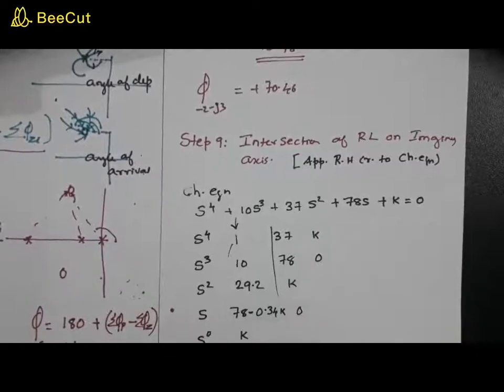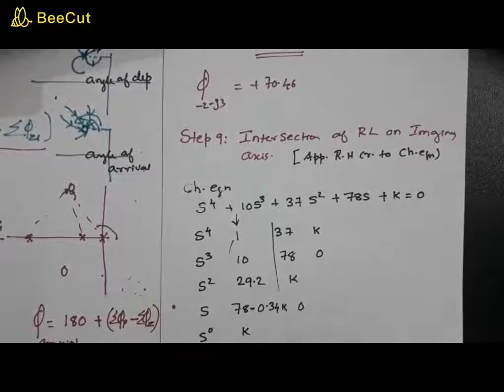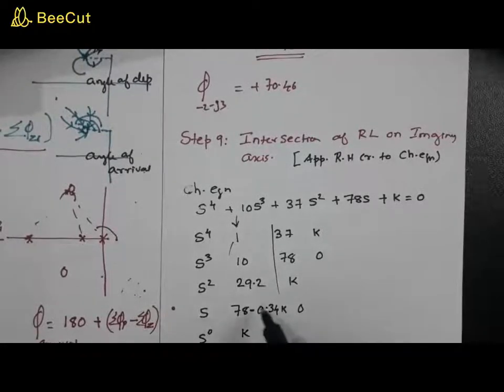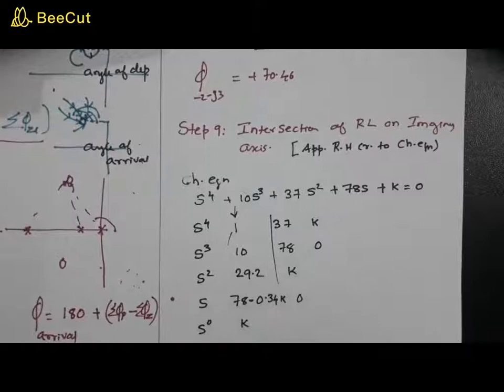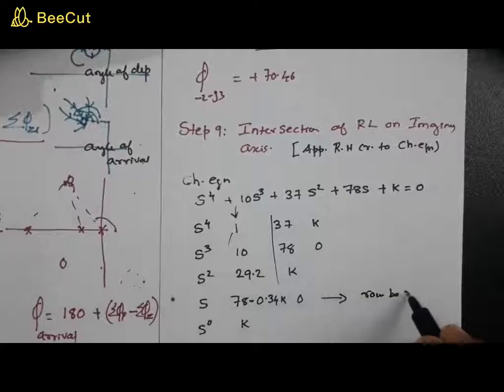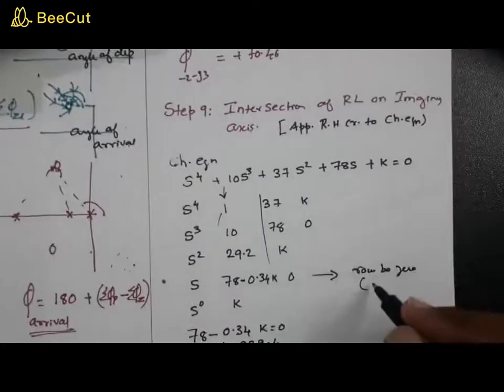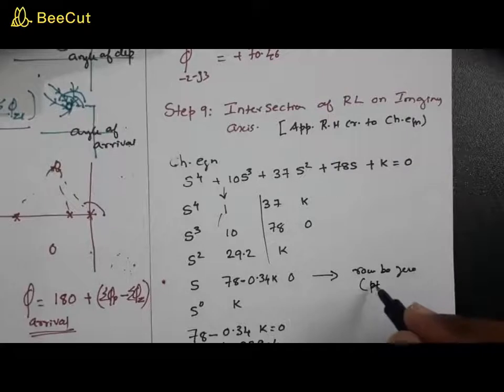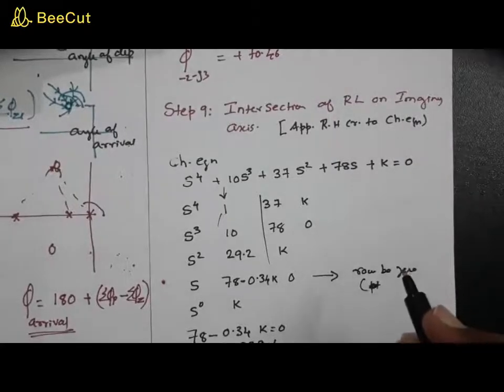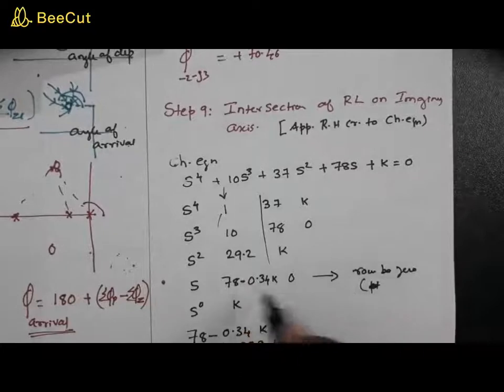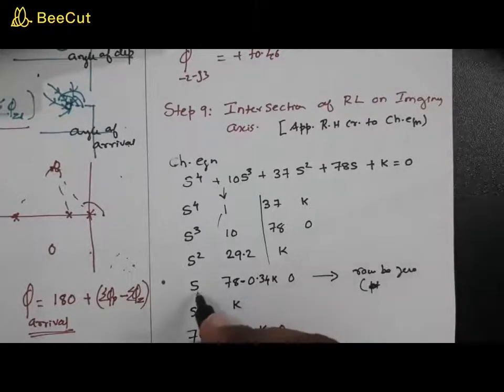Now how to find out the intersection point? When you put k equal to 229.4, this row becomes 0. All the rows become 0, proving that this corresponds to the root locus at this k meeting the intersection point. So how will you find out the point? When k is equal to 229.4, you can make this row 0.